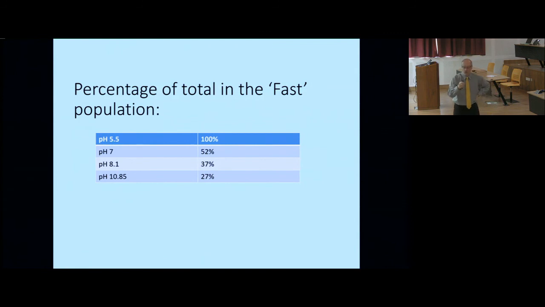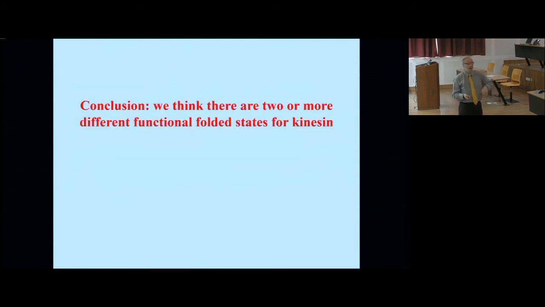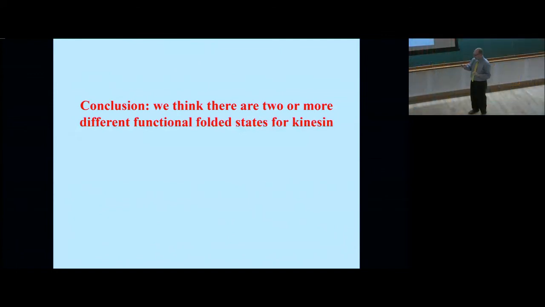Okay, so you can also do things with protein folding. You can do crowding. You can do temperature. They give you similar results where you can switch around the percentage that's in the two different populations with these perturbations. So we think basically that there are a couple of different folded states. I'm not saying that it necessarily has to be two, but I'm saying there's more than one.